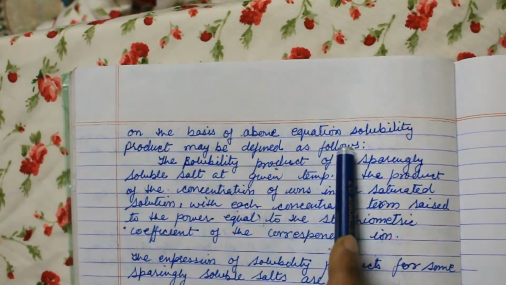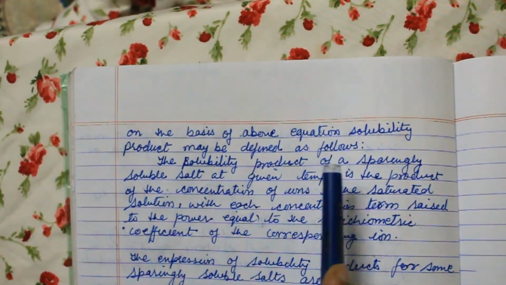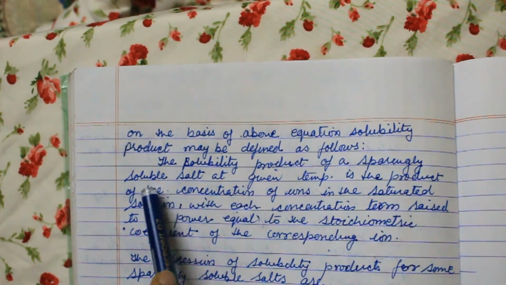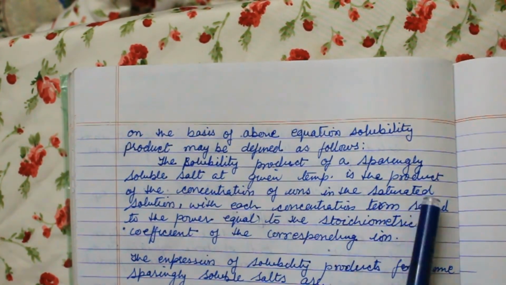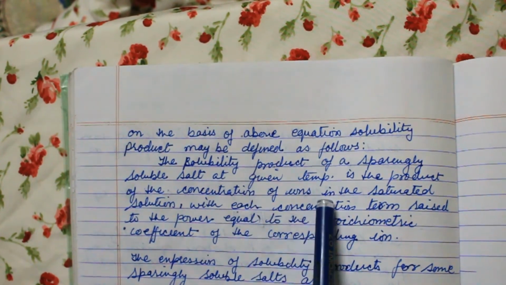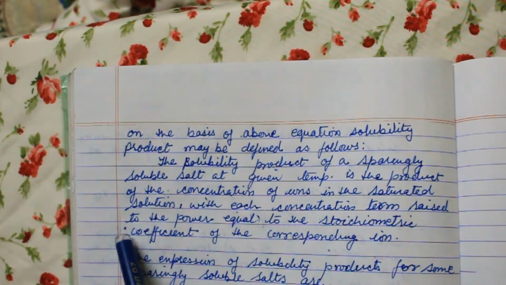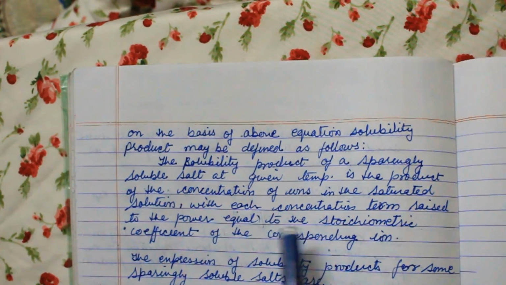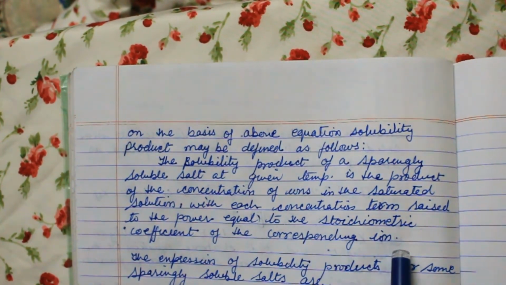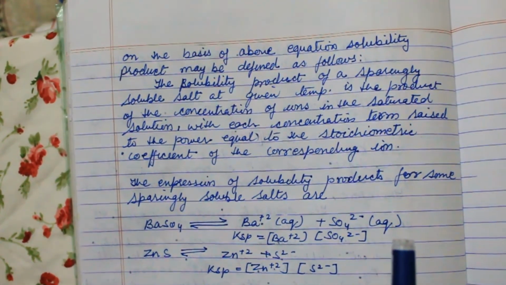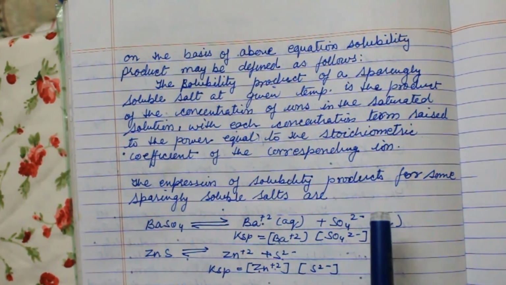On the basis of the above equation, solubility product may be defined as follows. The solubility product of a sparingly soluble salt at a given temperature is the product of the concentrations of ions in the saturated solution, with each concentration term raised to a power equal to the stoichiometric coefficient of the corresponding ion. The stoichiometric coefficient becomes the power of that particular ion.